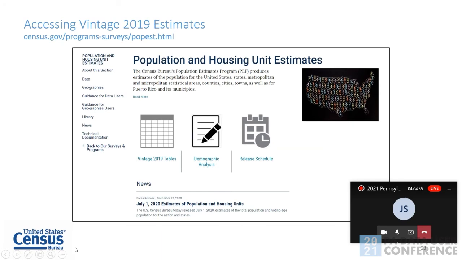We just looked at the evaluation estimates. I want to show you how to access post-census and inter-census estimates, and I want to start with the post-census estimates. Let's look at a table from the 2019 estimates.